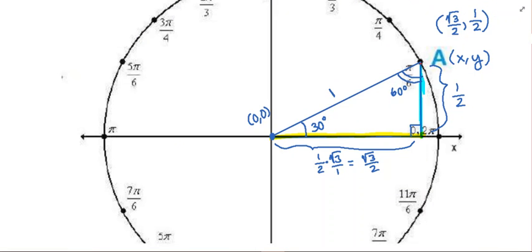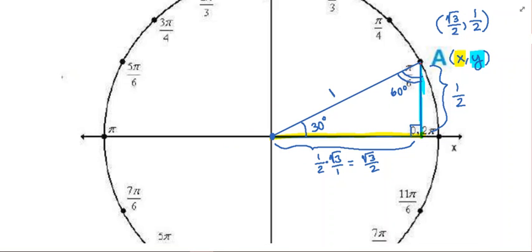I'm just going to color code this for your notes. Remember, the x coordinate is this yellow distance and the blue distance is the y coordinate. So we've got our coordinates at point A, which is the point corresponding to pi over 6 or 30 degrees. And I told you once we had these coordinates, this would help us with 5 pi over 6, 7 pi over 6, and then 11 pi over 6.